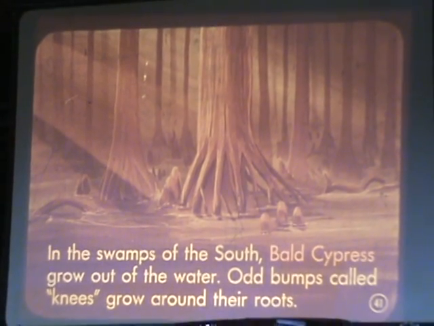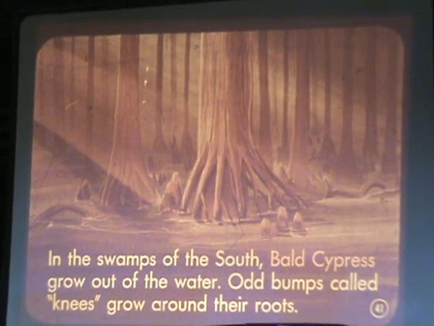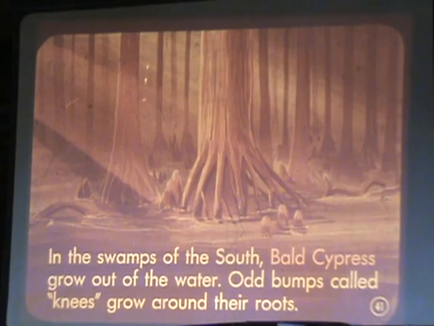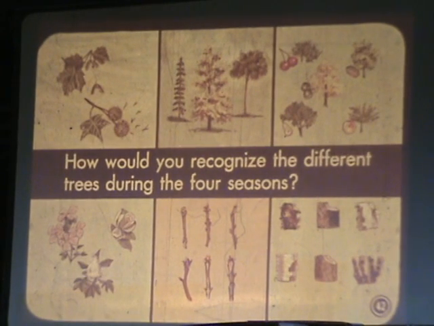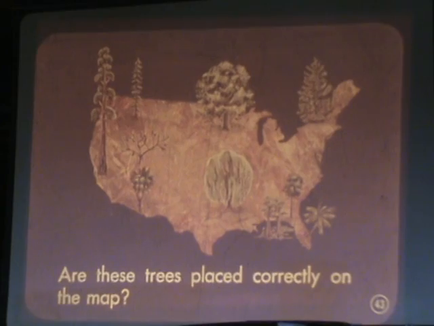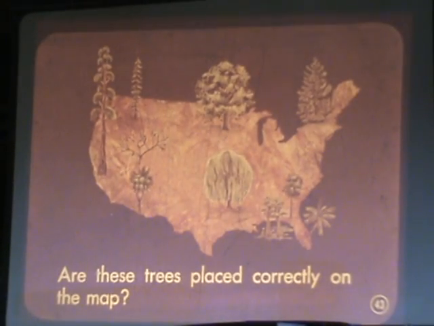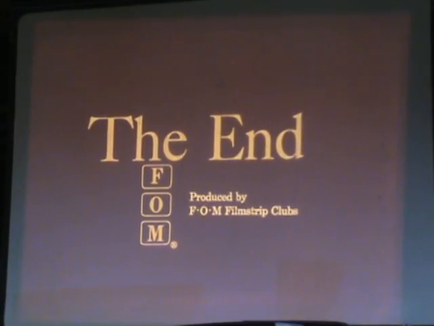In the swamps of the south, bald cypress grow out of the water. Old bumps called knees grow around their roots. How would you recognize the different trees during the 4 seasons? Do you remember? Are these trees placed correctly on the map? The end.